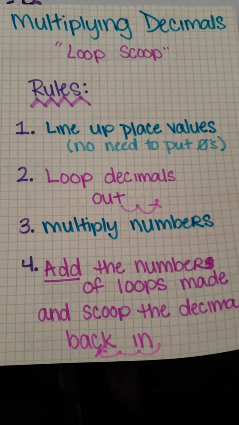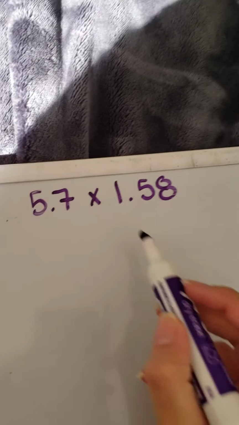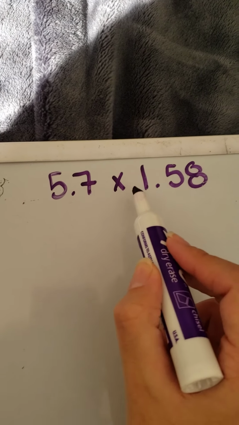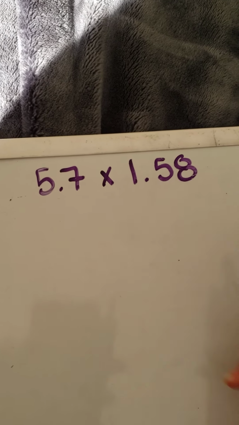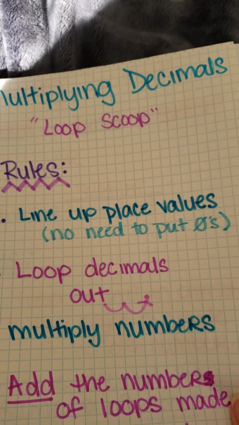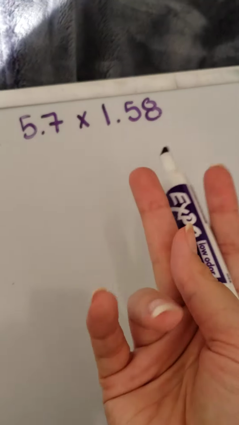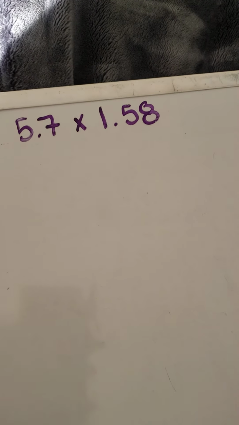Now I know what you're saying, Ms. Rizek, what does that look like? Well, let's get started. So we have 5.7 times 1.58. We're going to rewrite that with lining up our place values. So I'm going to put 1.58 at the top because that one is the longer number. And the commutative property says that we are allowed to switch the number order with multiplication and addition.